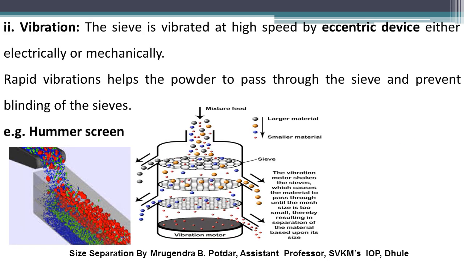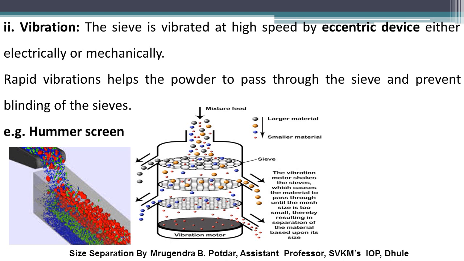Another type of agitation is vibration. Due to vibration, exact size separation will take place. The sieve is vibrated at high speed by an eccentric device, either electrically or mechanically. Rapid vibration helps the powder to pass through the sieves and prevents blinding of the sieves. If you see the diagram, there is a mixture of powder containing differently colored particles. They are separated as per particle size due to the vibrations.